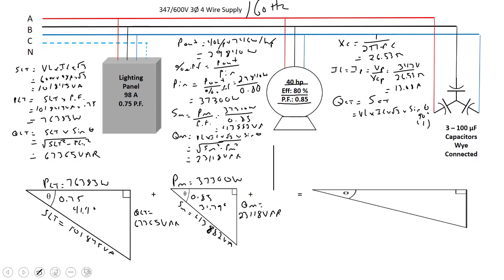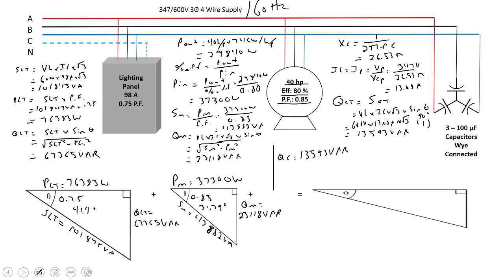So when you do this, let's go ahead and figure it out. 600 volt times 13.08 times root 3, and that will come to 13,593. So I'm going to go ahead and put that on my line for my capacitor: 13,593 var.